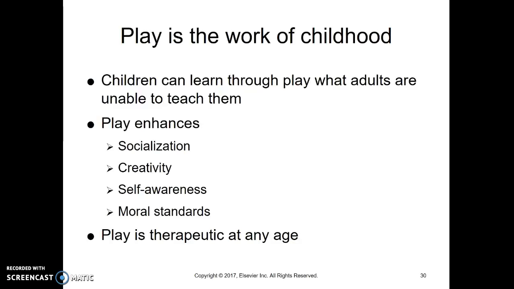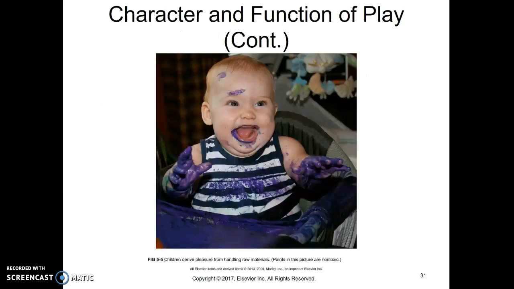So some of the things play can do: it's socialization. It helps them to learn creativity, self-awareness, realizing how their actions affect others and make others see them, and also moral standards. When you're part of a group, you can't just do what you want to do. You have to follow the rules of that group. So play is therapeutic at any age. So for all of your patients, think about what play is going to help them. And young kids love things that are tactile, like finger paints.